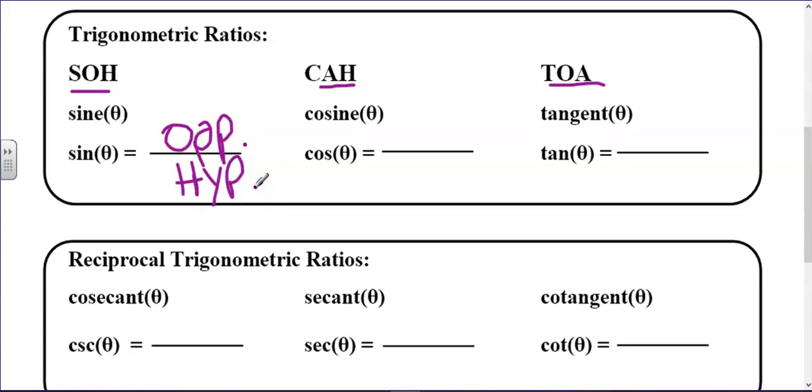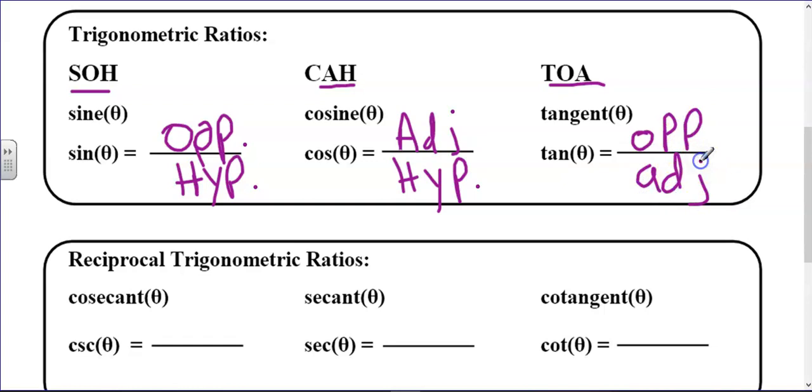Okay, C stands for cosine. A is the adjacent side over the hypotenuse, A over H. And then tangent is TOA, opposite side over adjacent. So this is the only thing you really have to memorize. So, SOH, CAH, TOA. And again, there's going to be a cool song that goes with it.